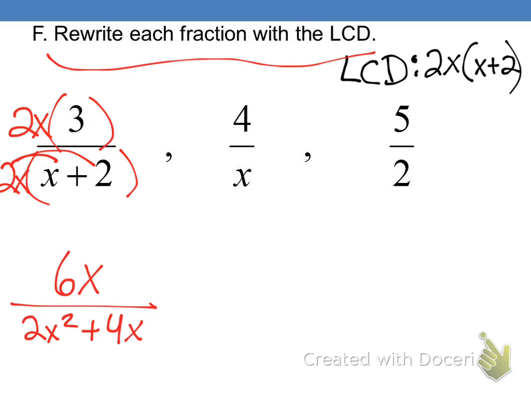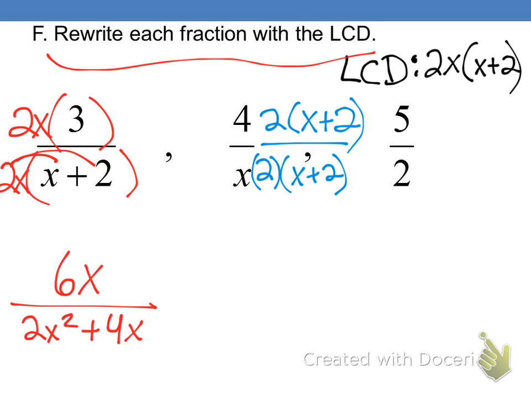All right. What does our middle fraction still need? It needs 2 and x plus 2. So I have to multiply the top by 2 and x plus 2. Now, once you double distribute on the bottom, or single distribute in this case, that's what all the denominators will be. So if you multiply it out, 2x times x is 2x squared, 2x times the 2 is 4x. It should be the same each time. So I'm not really going to spend a lot of time multiplying that one out.